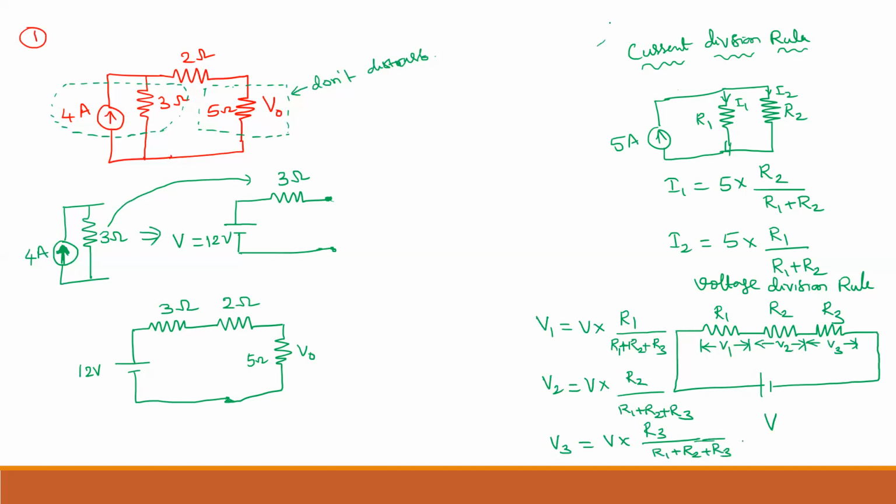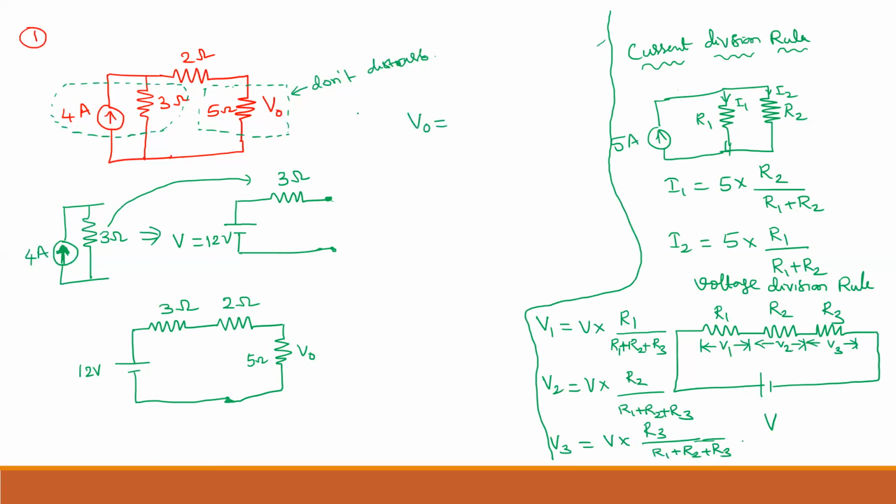This is your voltage division and current division rule. Now, for this circuit, you can see that 3 ohm, 2 ohm, and 5 ohm are connected in series. Now, how to find the V naught?